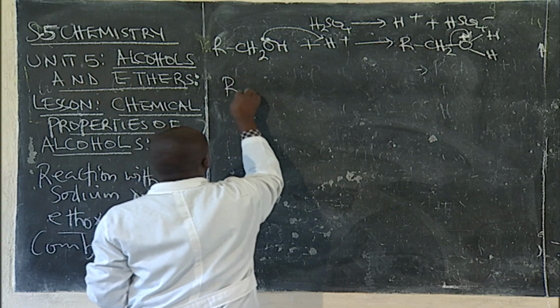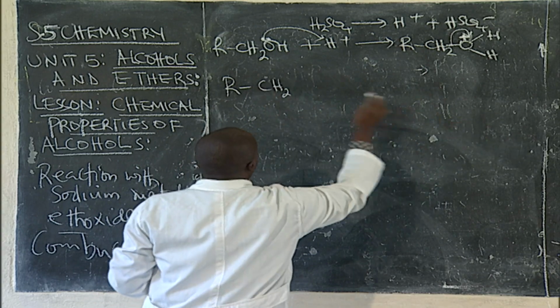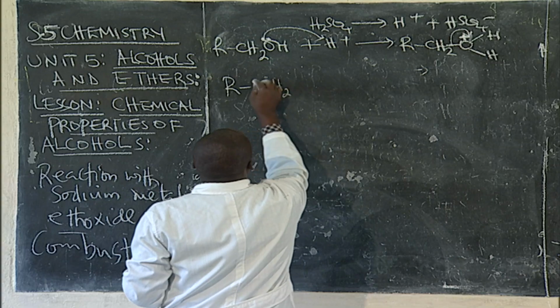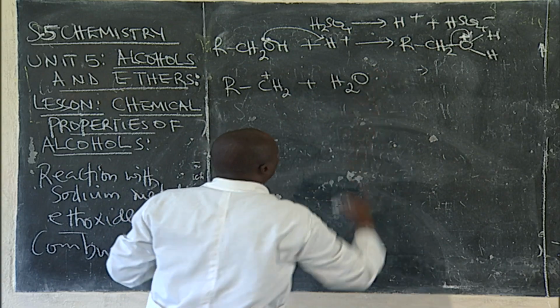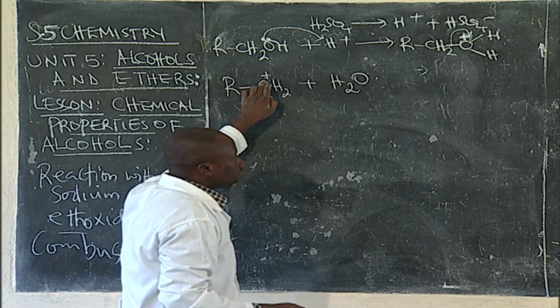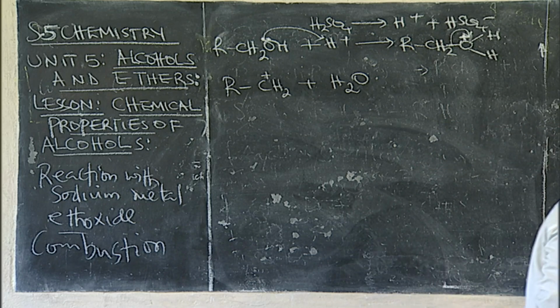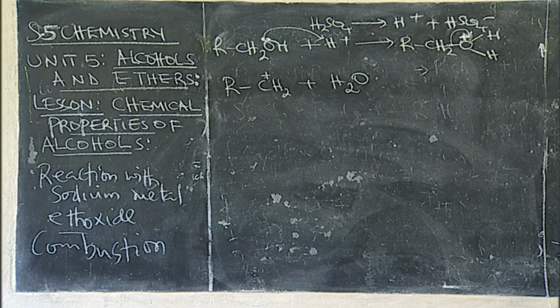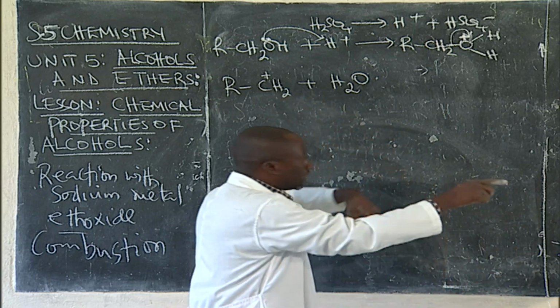And then you'll have CH2, because the water has been eliminated, this one becomes a positive charge plus the water molecules which have been eliminated. So one important other condition that I shouldn't forget to remind you is that the alcohol must be in excess. That is another very important condition here. The alcohol must be in excess.